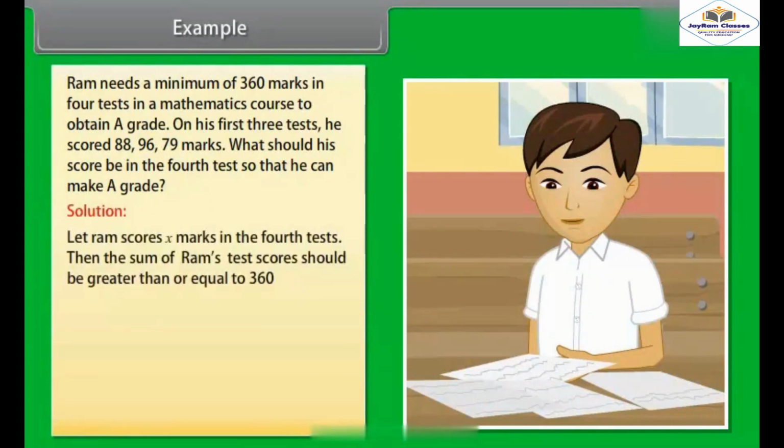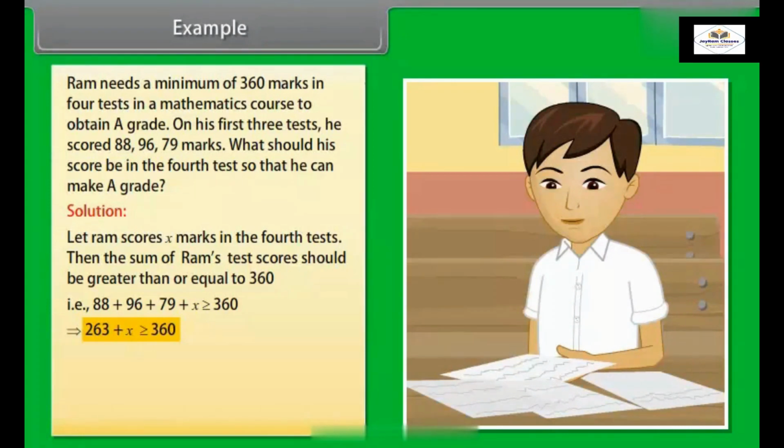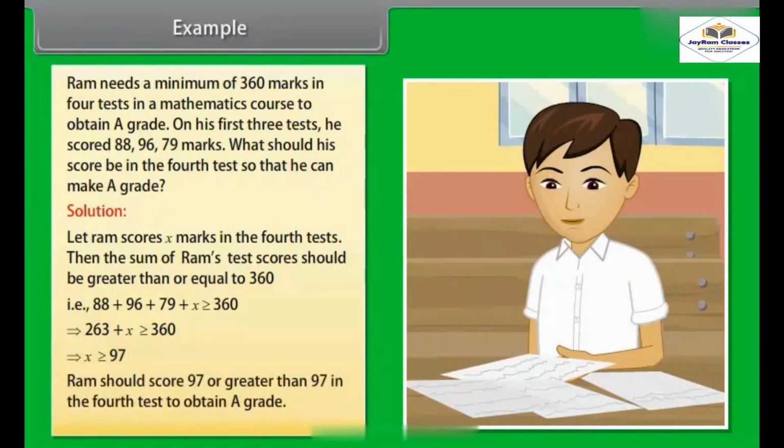Solution. Let Ram scores x marks in the fourth test. Then the sum of the Ram's test scores should be greater than or equal to 360. That is, 88 plus 96 plus 79 plus x greater than or equal to 360. It implies 263 plus x greater than or equal to 360. It implies x greater than or equal to 97. Ram should score 97 or greater than 97 in the fourth test to obtain A grade.